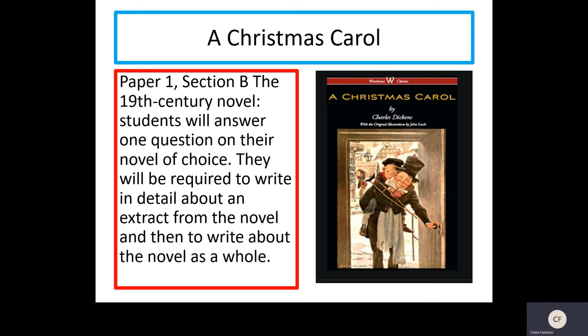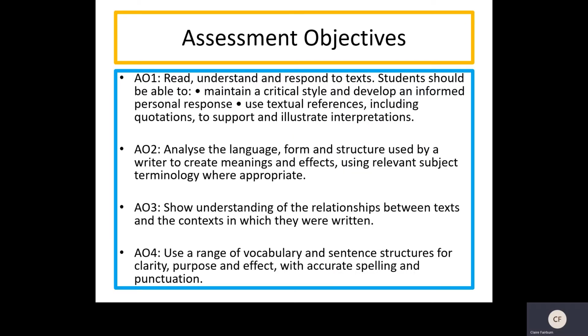You'll be required to write in detail about the extract from the novel and then to write about the novel as a whole. Now, the assessment objectives that we are going to focus on are Assessment Objective 1, Assessment Objective 2, and Assessment Objective 3. Assessment Objective 1 is where you need to read, understand, and respond to the text. You should be able to maintain a critical style and develop an informed personal response. You should be able to refer to the text, include quotations in your writing, and support your points.